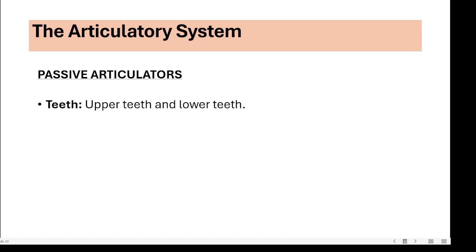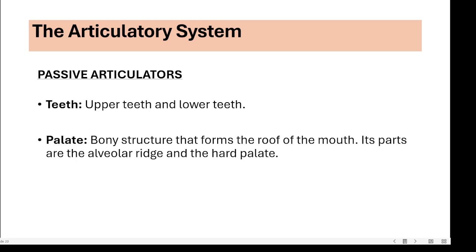So, what about the passive articulators? Let's remember that passive articulators are those articulators that are incapable of movement. So, we will mention two: the teeth, that would be the upper teeth and the lower teeth, and then the palate. The palate is a bony structure that forms the roof of the mouth. The roof of the mouth is what separates the nasal cavity from the oral cavity. And its parts are two: the alveolar ridge, which is the rigid structure behind our teeth. This structure supports your teeth. And then behind it, the hard palate.